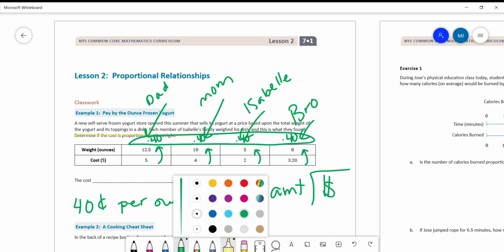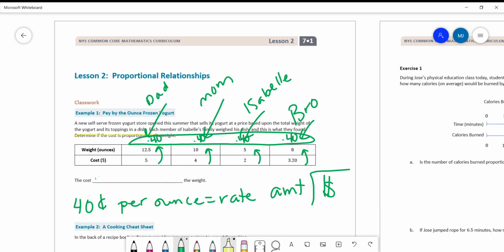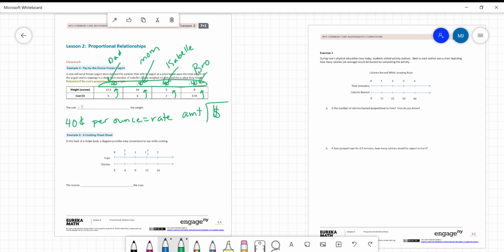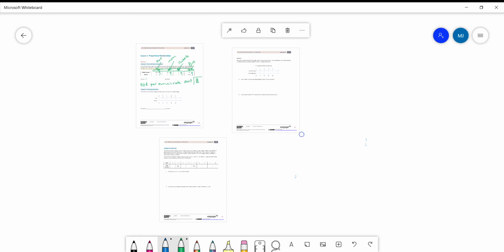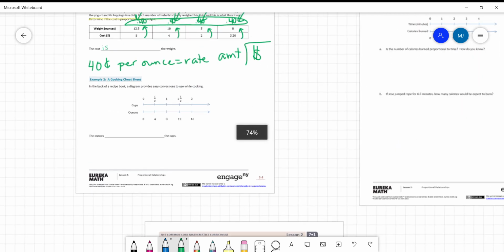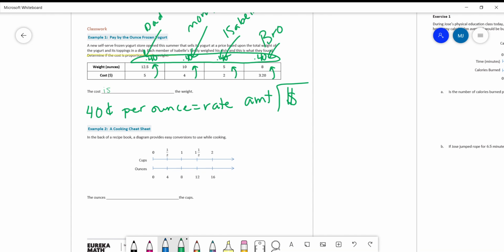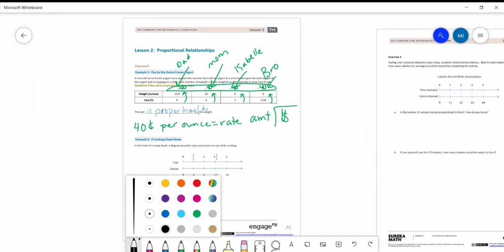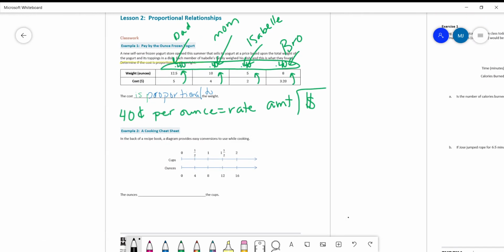And so what that means for us is the cost is proportional to the weight. And the reason we know this is because we divided the bottom by the top.